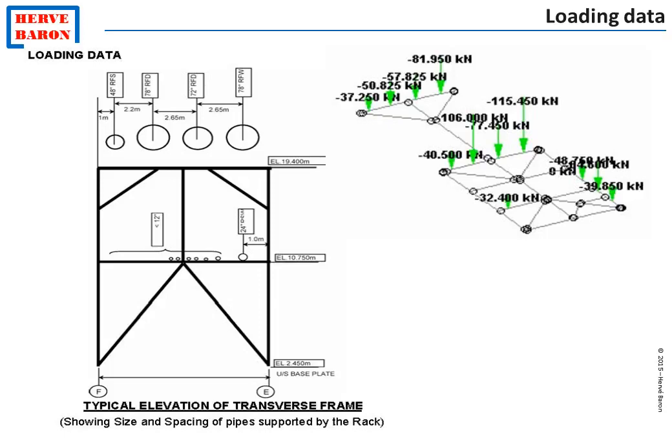Besides loads from the pipes themselves, the design of the pipe rack takes into account the loads due to the wind, as well as to seismic action where it is applicable. Not all loads are applied simultaneously. The code specifies the relevant combination of loads.